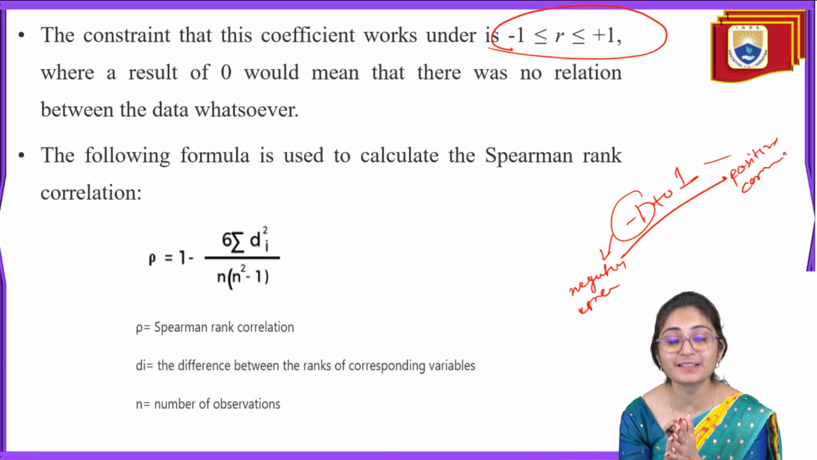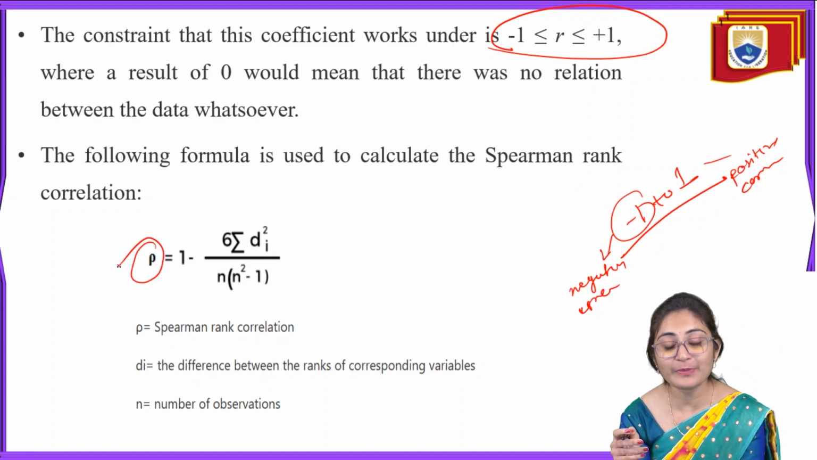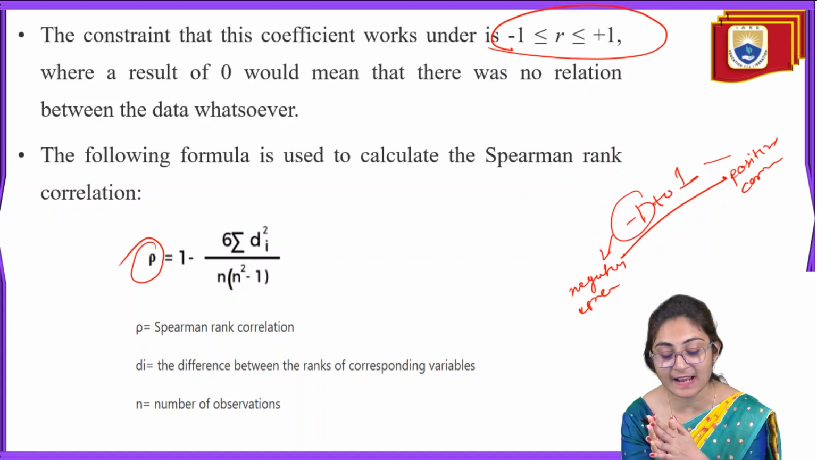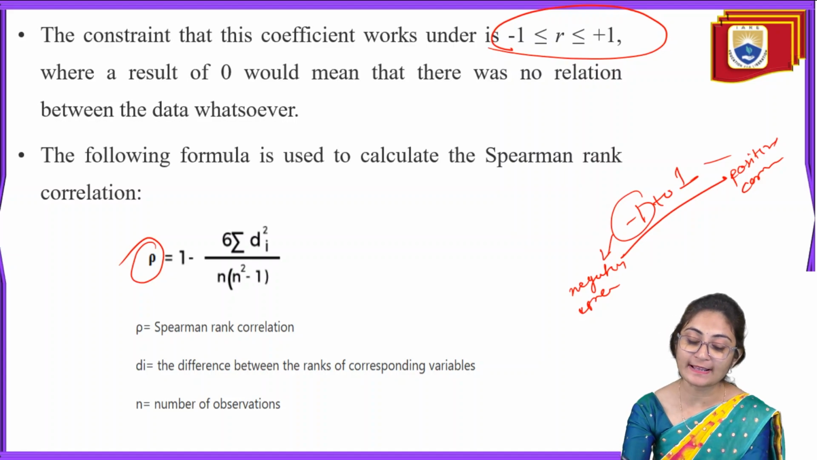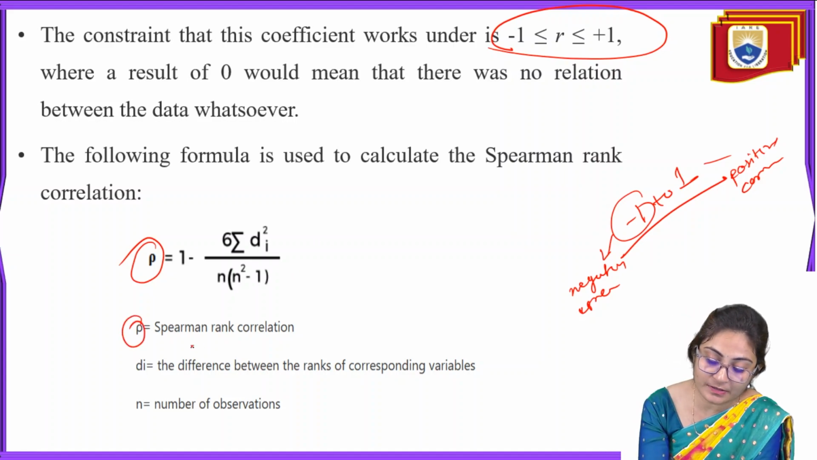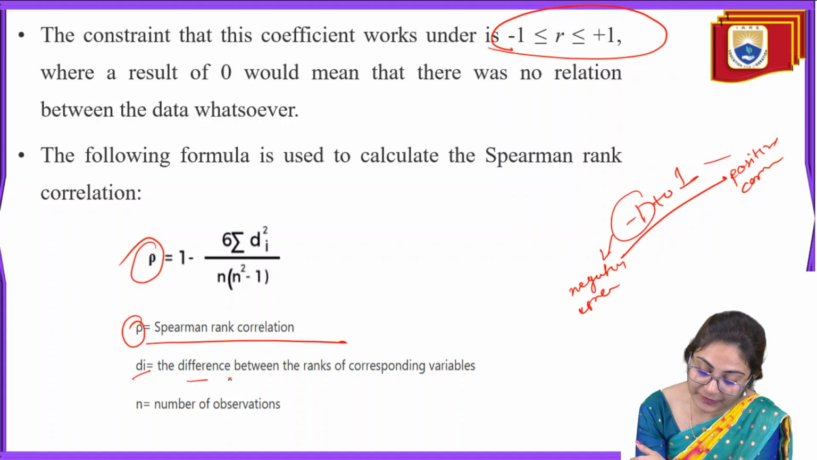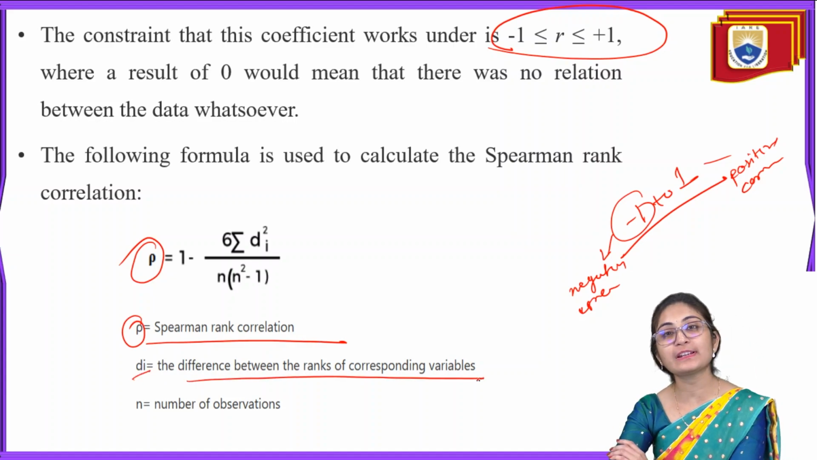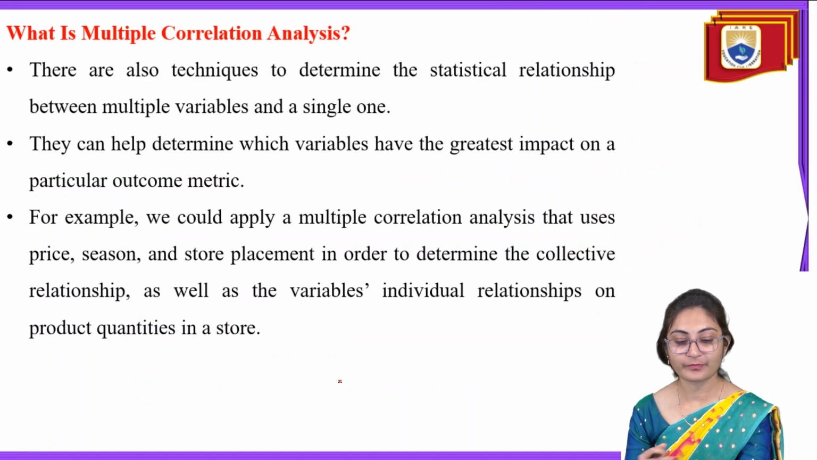So for that there is a formula for the Spearman rank correlation. Spearman correlation is shown by rho = 1 minus the summation of d_i squared divided by n times (n squared minus 1). Rho means Spearman rank correlation, d_i is the difference between the ranks of corresponding variables, and n means the number of observations.